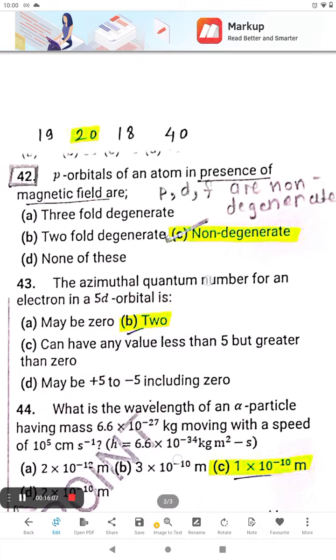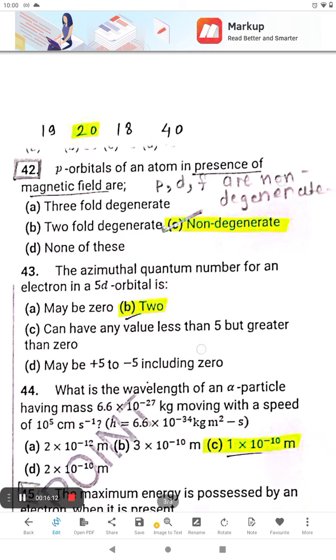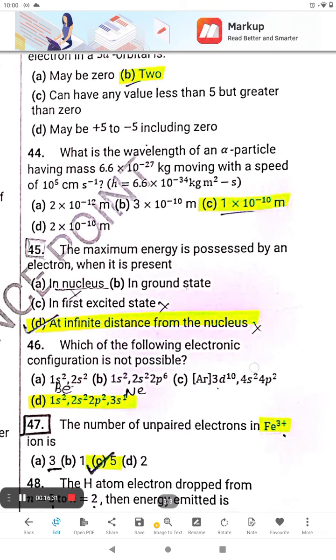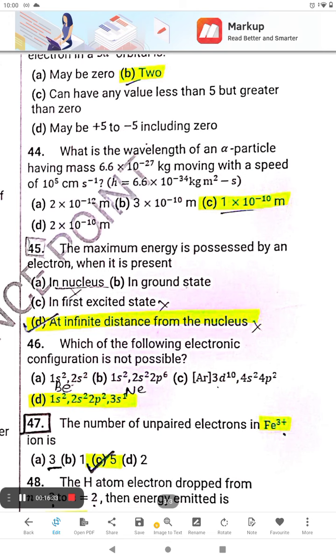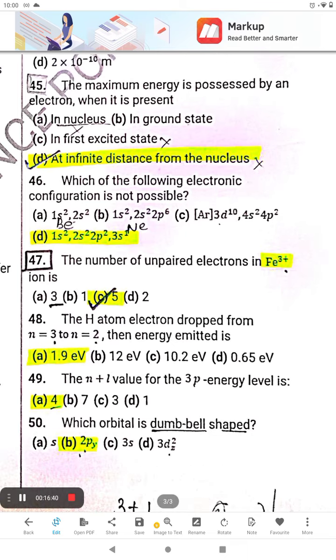The 42nd question gives that p orbitals of an atom in the presence of a magnetic field are non-degenerate, which means they do not have the same energy, right? In the presence of a magnetic field, remember, they are non-degenerate. The 45th is that the maximum energy is possessed by an electron when it is at infinite distance from the nucleus. Now the 47th is that the number of unpaired electrons in Fe3+ is 5 in the valence shell, okay? Remember.